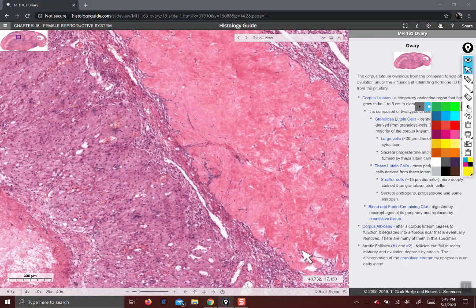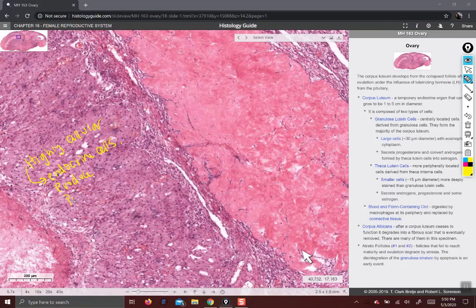Okay, so over here in corpus luteum territory, we have a bunch of, so this area is highly cellular, and these are endocrine cells. They produce progesterone. Over here in corpus albicans territory, we have basically scar tissue.